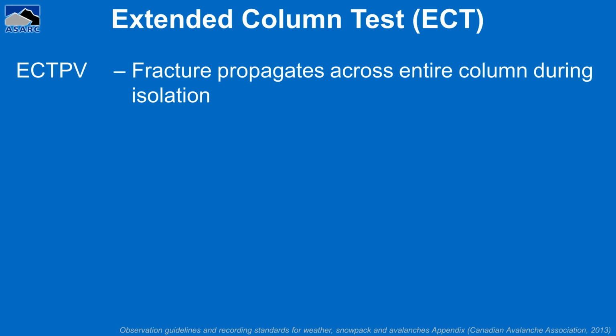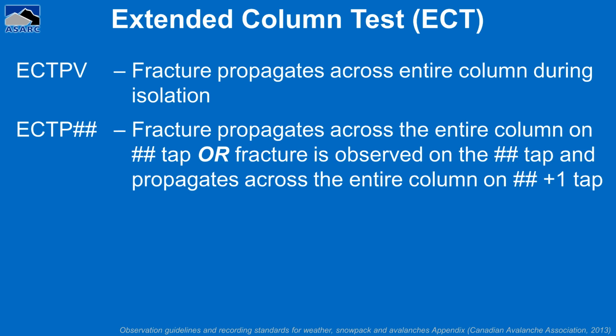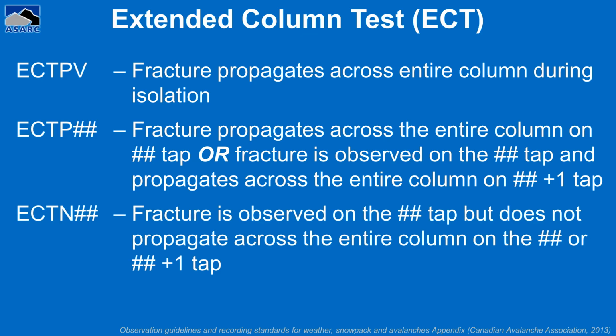The result is recorded as ECTP followed by the number of taps if the fracture propagates across the entire column on the tap number or the tap following the initiation of the fracture below the shovel. The result is recorded as ECTN followed by the number of taps if the fracture was observed below the shovel but it did not propagate across the entire column on the tap number or the tap following the initiation of the fracture below the shovel.